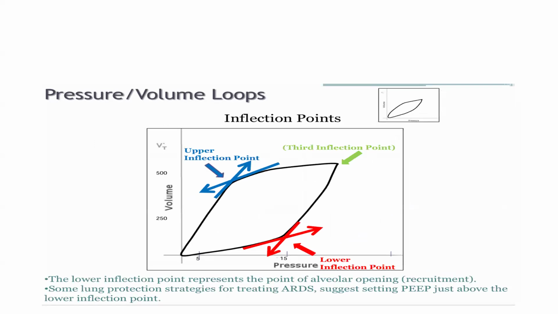Now, this is the pressure volume loop suggestive of the inflection point. The lower inflection point represents the point of alveolar opening, and some lung protection strategies for treating ARDS suggest setting the PEEP just above the lower inflection point.